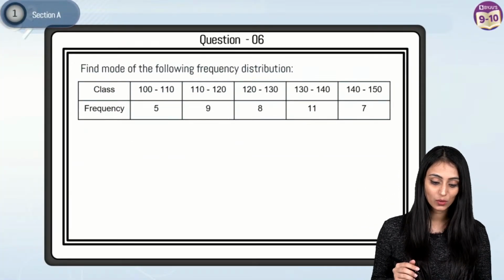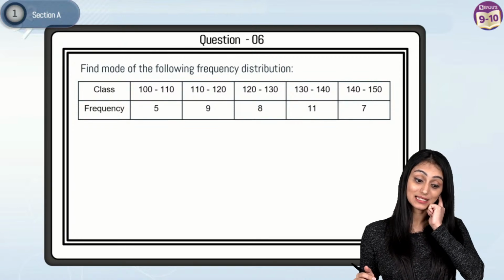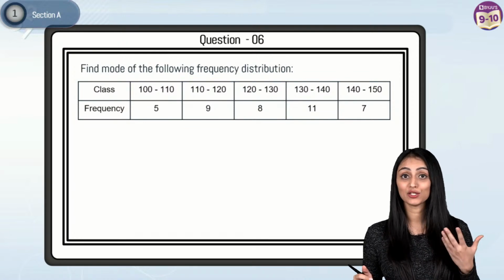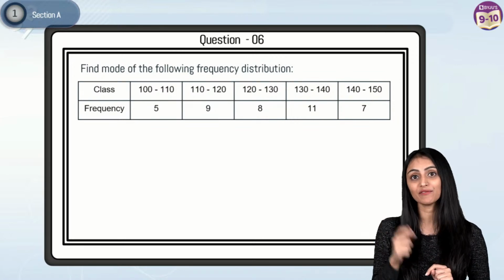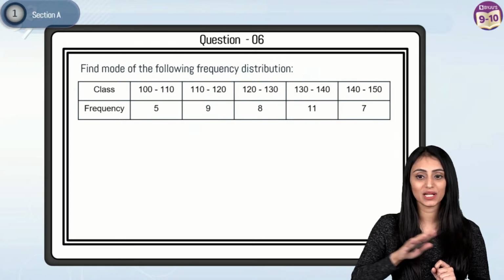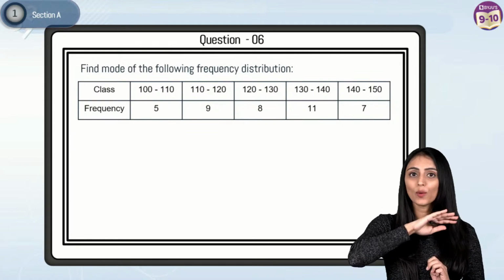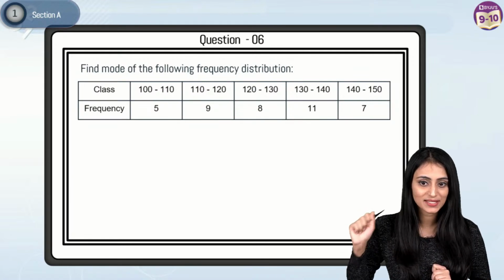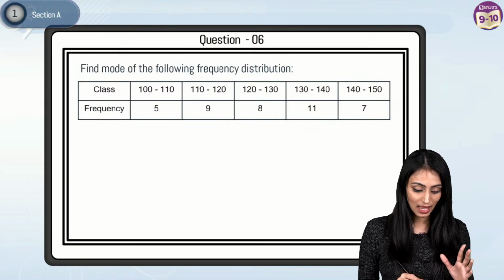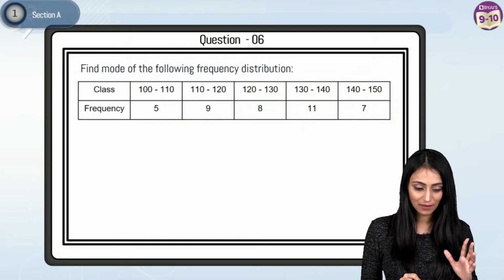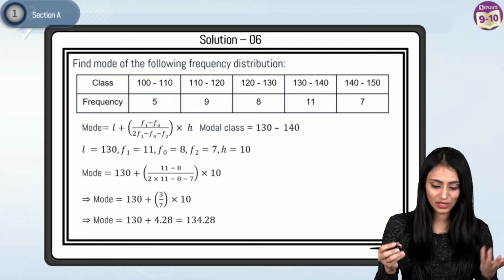Find the mode of the following frequency distribution. See, in statistics, even while we were preparing for the exams, I told you this is one of the easiest chapters, and you can see that in the paper also. The questions asked from this chapter were the simplest ones, all straightforward, not difficult, not even twisted. So here we have the class intervals and the frequency. It's a straightforward question. We have to use the formula.